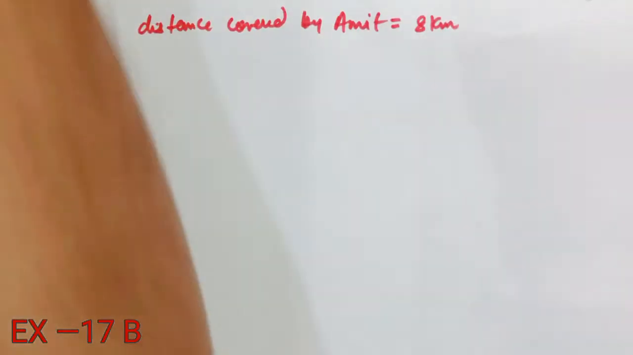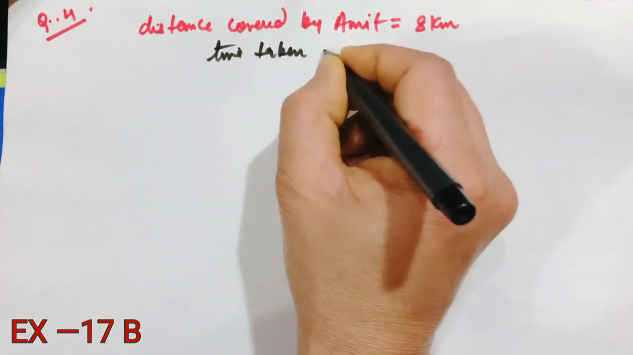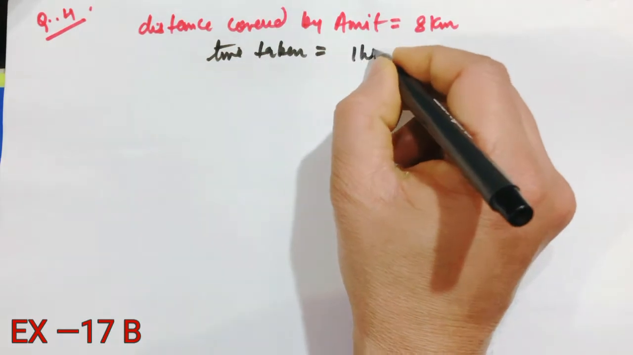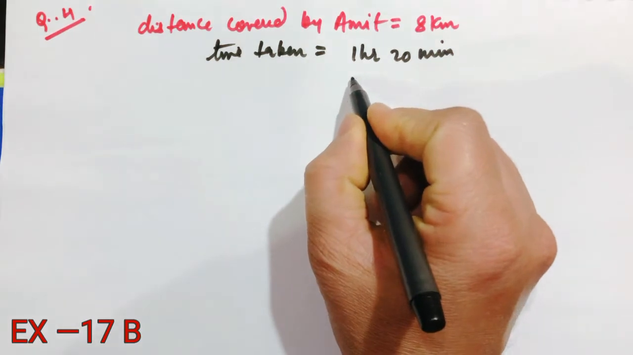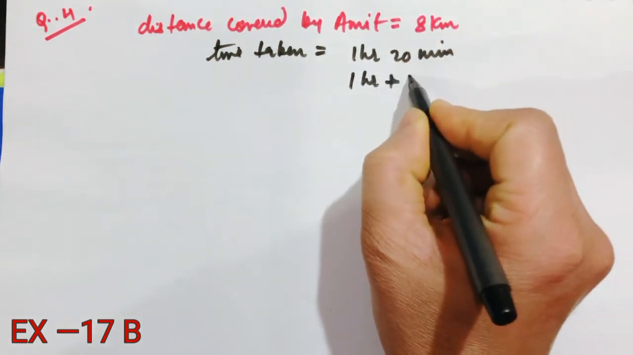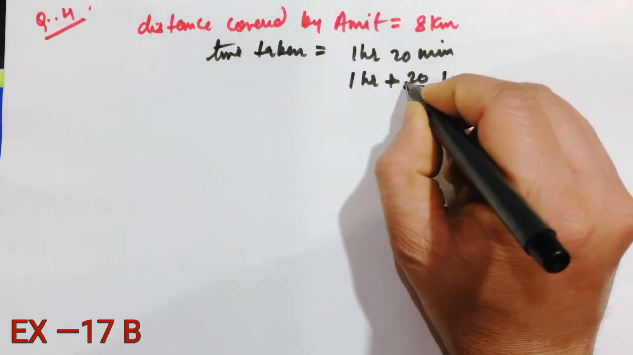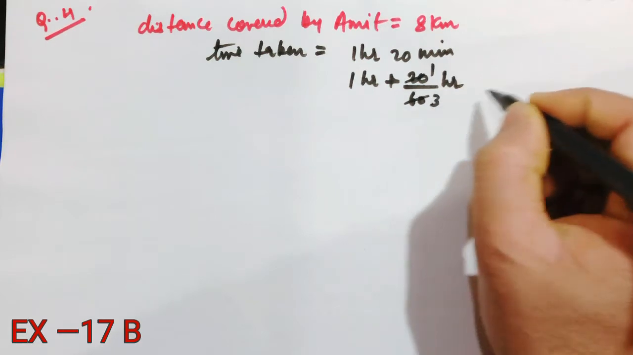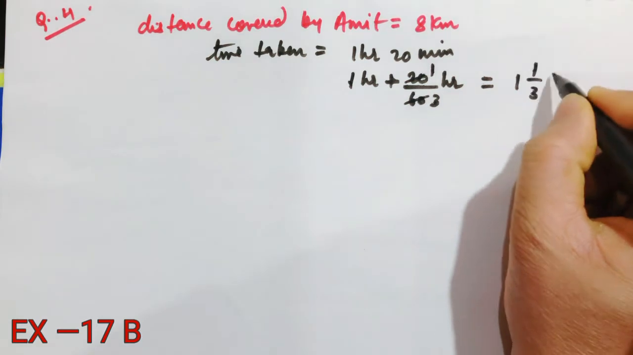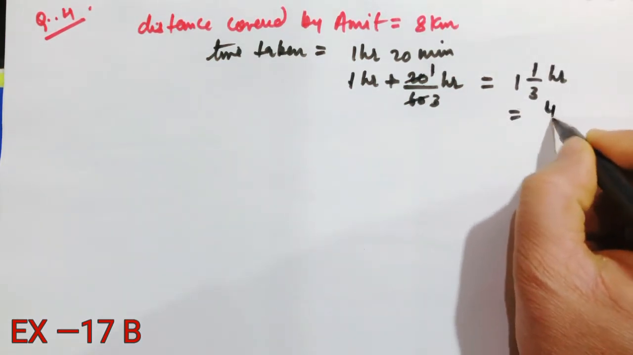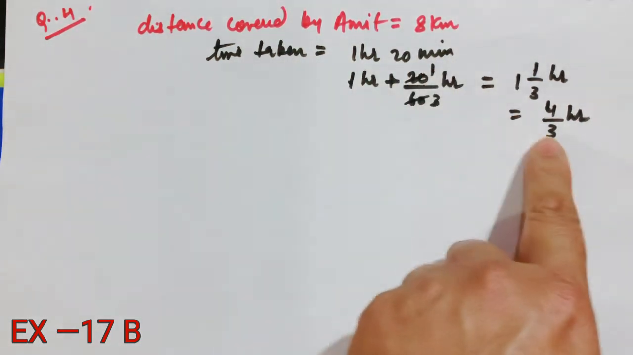Okay, and what is the time taken? So my dear, time taken is given as 1 hour 20 minutes. 1 hour 20 minutes means 1 hour plus 20 by 60 hour. So let's cancel. 20 times 3s are 60, so this is 1 by 3, 1 by 3 hour. So how much? 4 by 3 hour. So I have converted this 1 hour 20 minutes to hours.